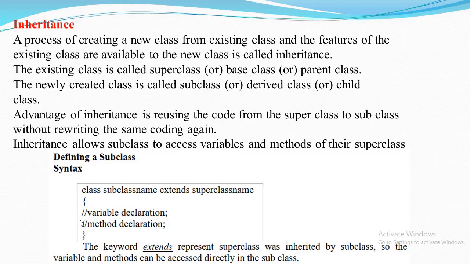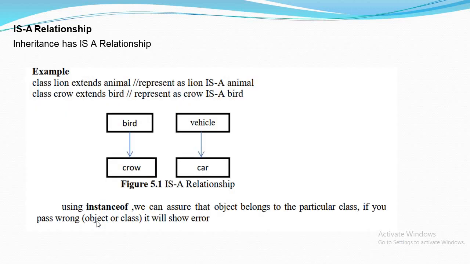Syntax of subclasses: class name extends. We use the extends keyword to inherit the properties of the base class. Inside the class, we declare the variable declarations and method declarations. Here we are using an is-a relationship. For example, class Lion extends Animal, as a lion is an animal. Class Crow extends Bird, so a crow is a bird. So the is-a relationship is used in inheritance.